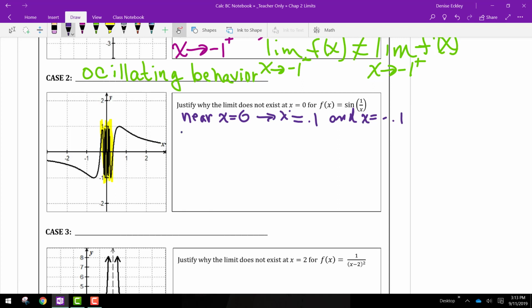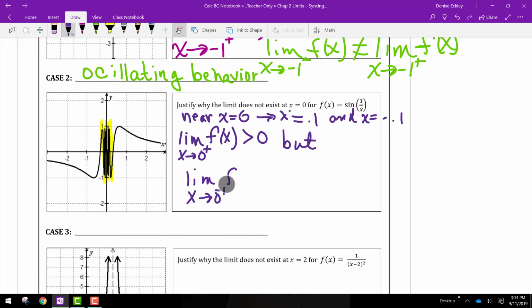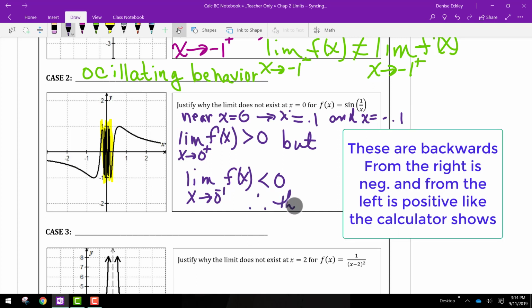Okay, I'm going to keep going. So we have the limit as x approaches 0 from the right of f of x is greater than 0, but the limit as x approaches 0 from the left of f of x is less than 0. So therefore, the limit does not exist.